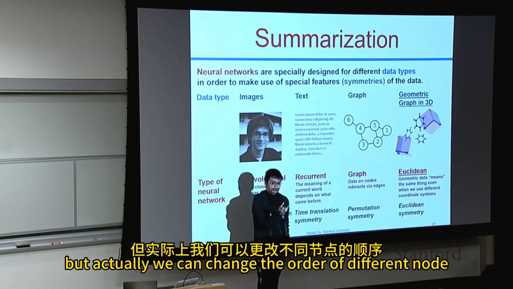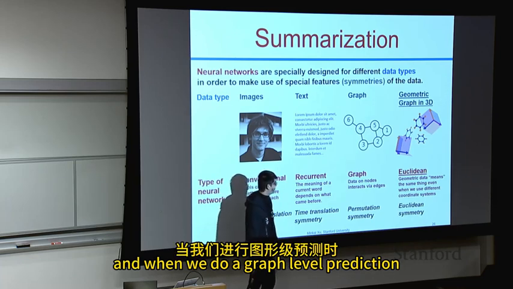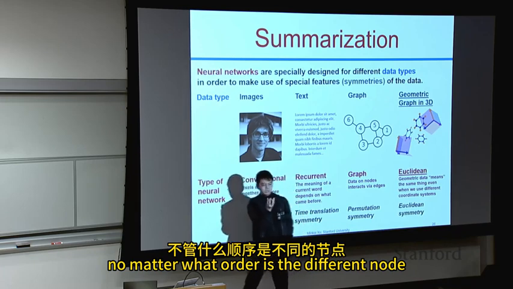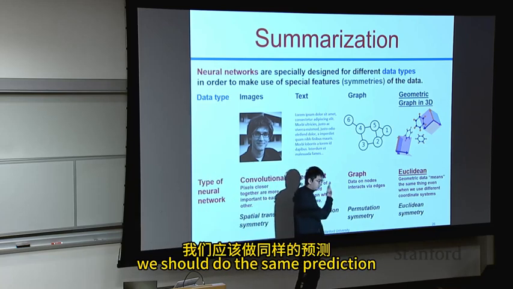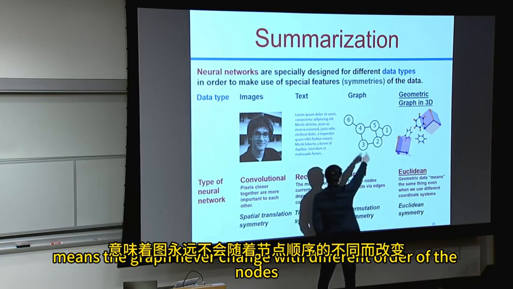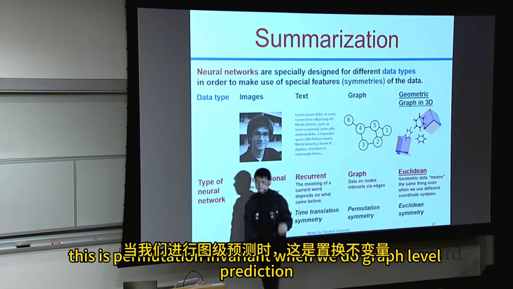But actually, we can change the order of different nodes. They are arbitrarily stored. And when we do a graph level prediction, no matter what order the nodes are in, we should make the same prediction. So the output never changes with different orders of the nodes. This is permutation invariant when we do graph level prediction.